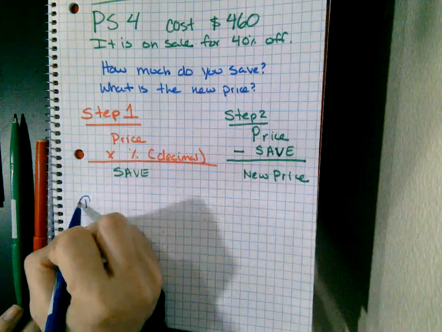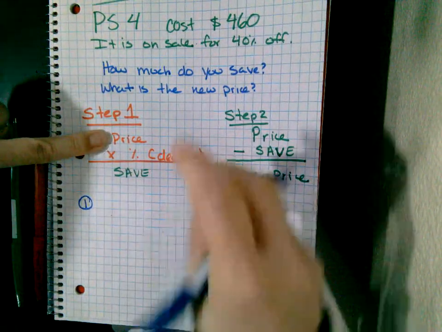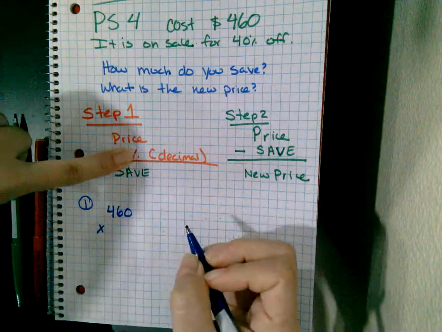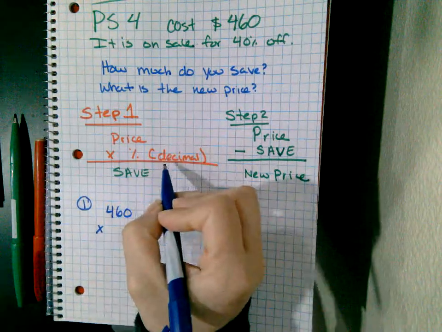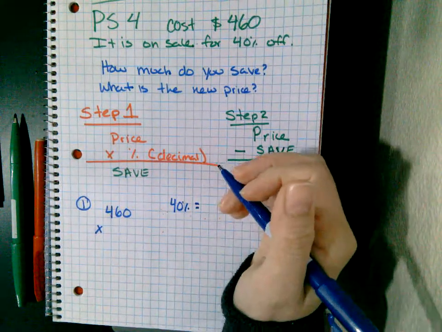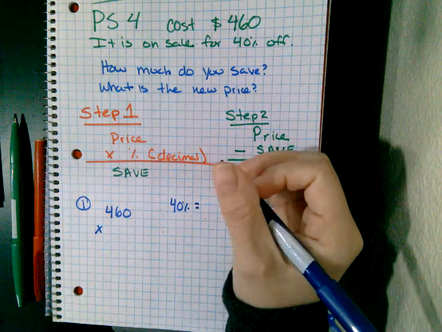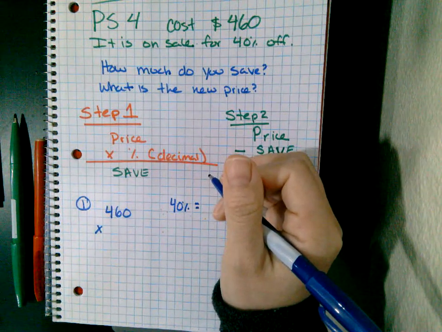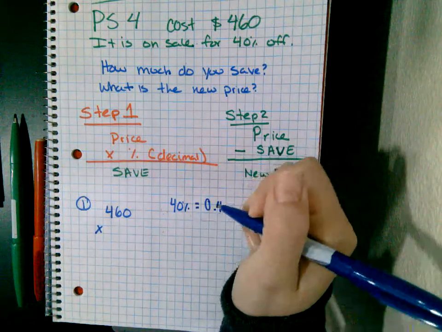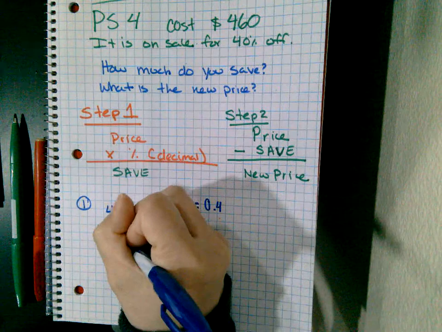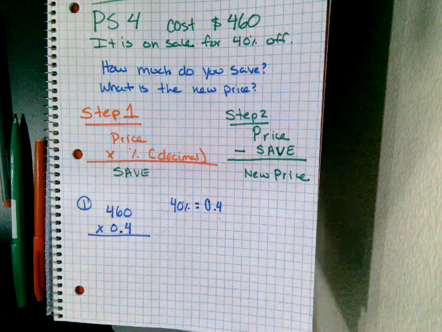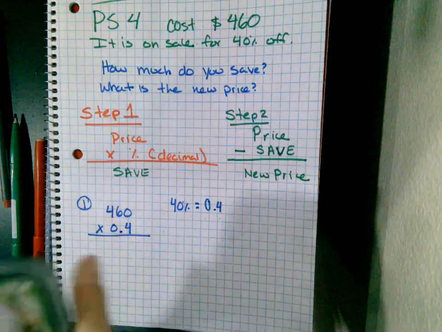So we're going to plug in our numbers. Step number one says the price. The price is 460. I'm going to say 460, and I'm going to multiply it by the percent. But it has to be written as a decimal. What is 40% written as a decimal? 0.4. Yes. So you're going to write that down.